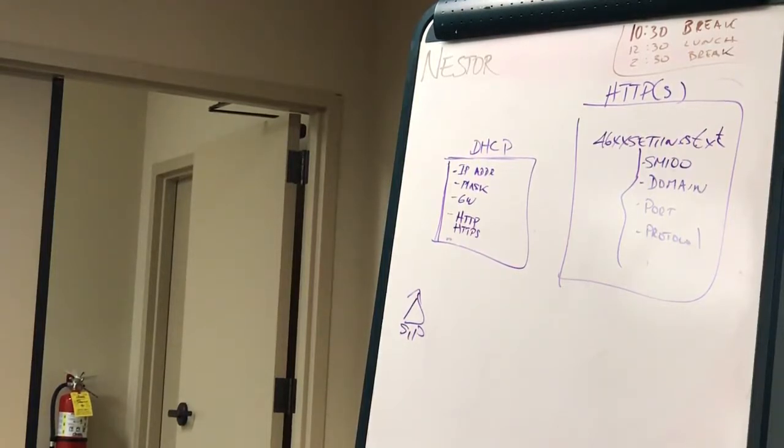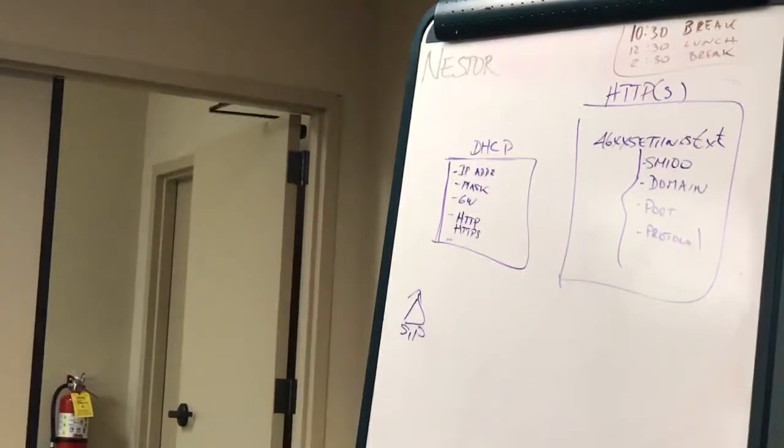IP address range. It's going to be .100 to .120. There it is. Check. Okay. Then the next one.